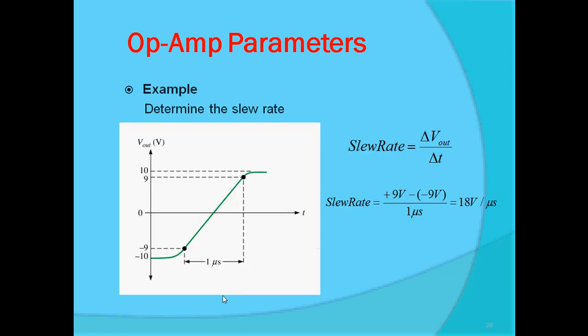From this graph also we can determine the slew rate. See here, this is the minimum voltage available at the output; it will vary from minus 10 to plus 10. If we consider minus 9 as the maximum negative voltage and plus Vmax as 9, the change in time to reach from minus 9 to plus 9 is 1 microsecond. So we can determine slew rate as the change in output voltage, plus 9 volt minus of minus 9 volt, by 1 microsecond, which is 18 volts per microsecond.